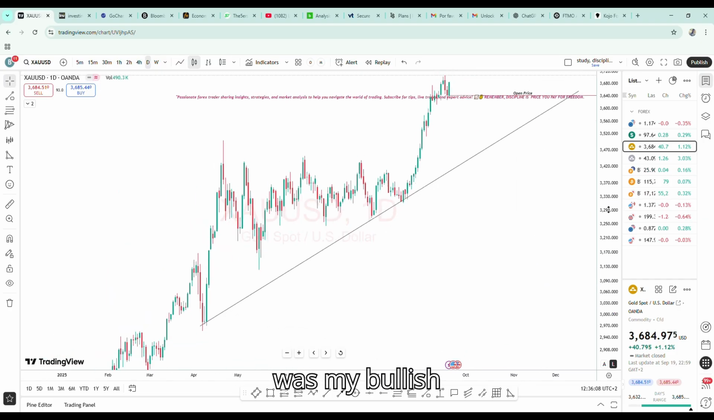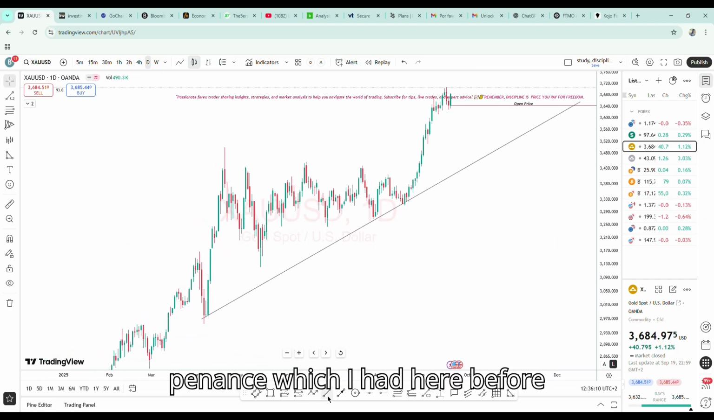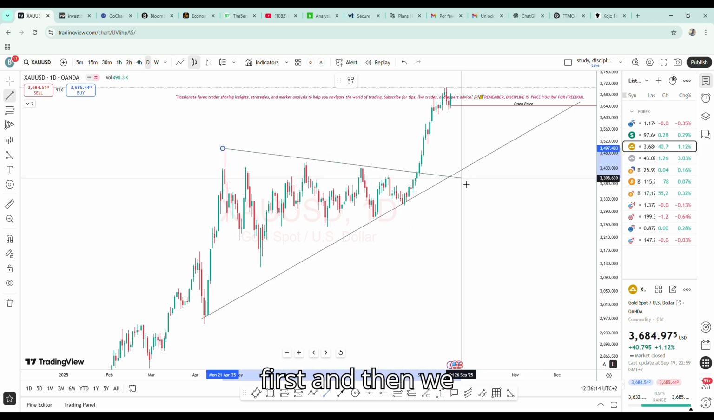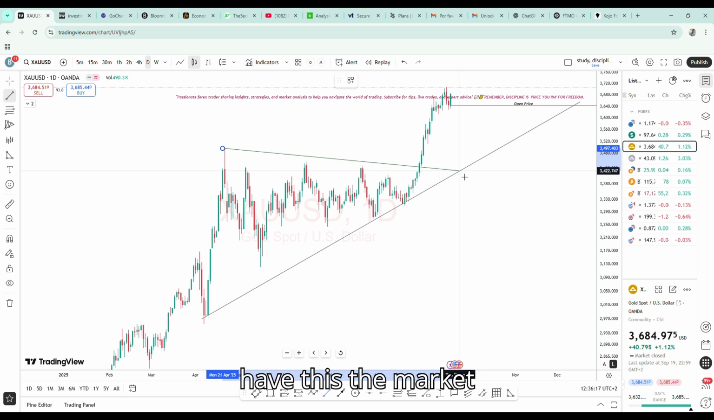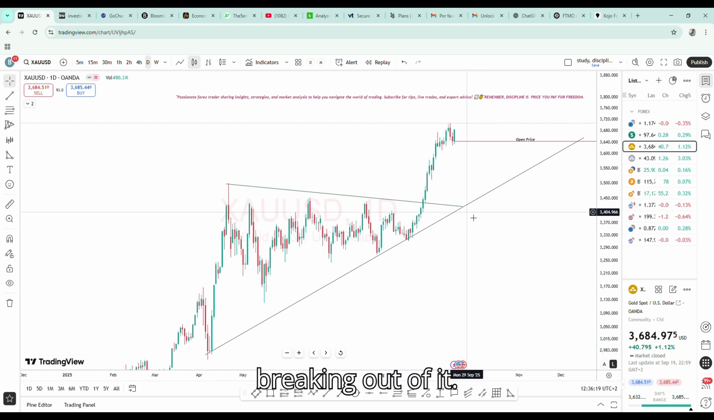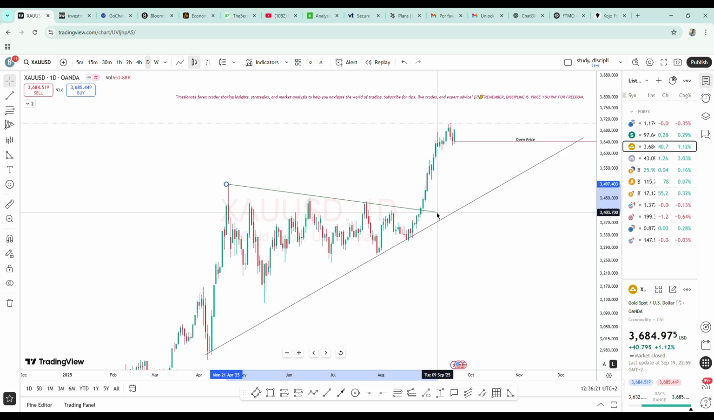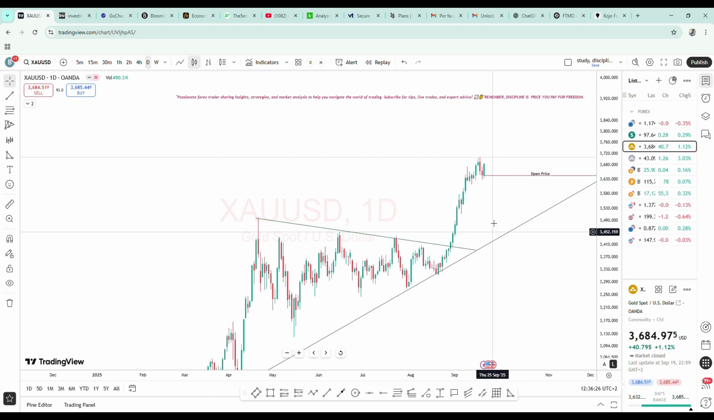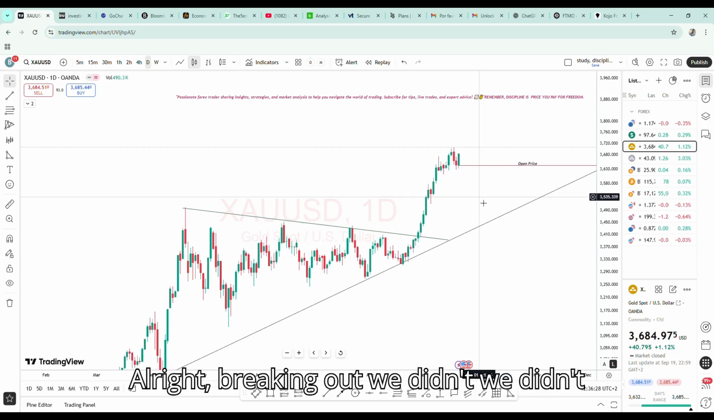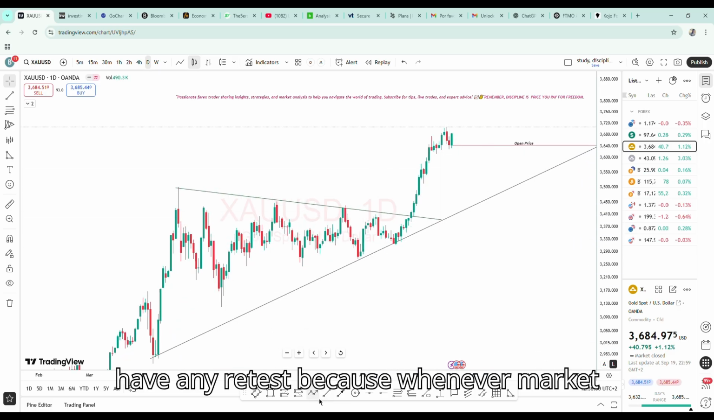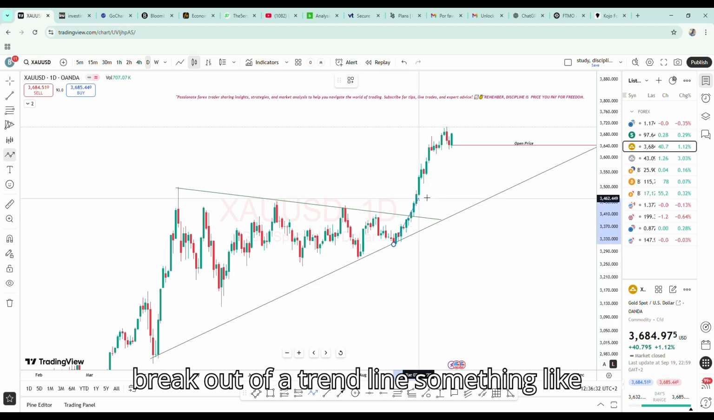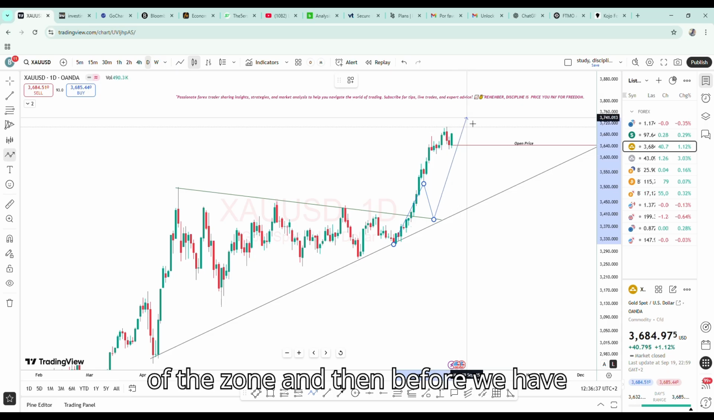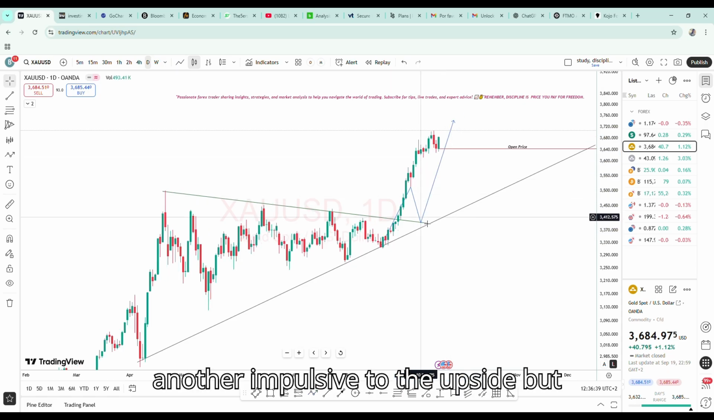This was my bullish pennant, which I had here before, and then we had the market breaking out of it. We have gold breaking out of it. We didn't have any retest, because whenever the market breaks out of a trend line, we usually have a retest of the zone before we have another impulsive move to the upside.